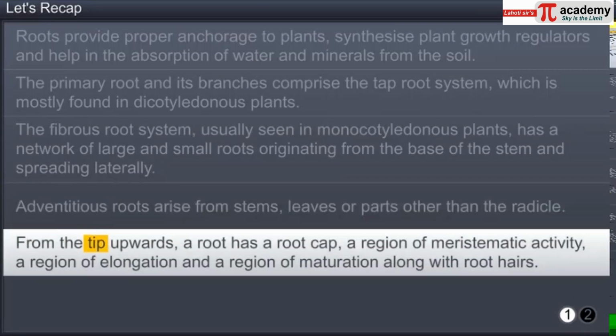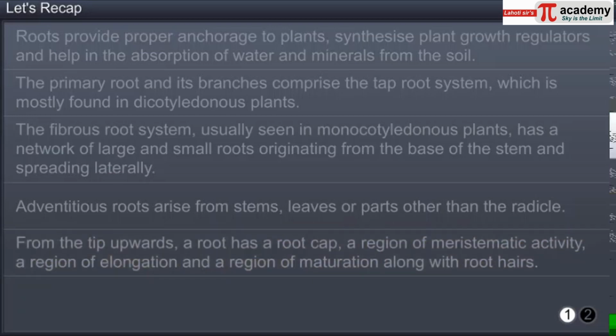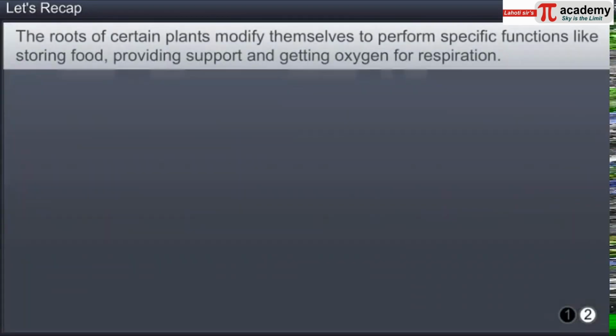From the tip upwards, a root has a root cap, a region of meristematic activity, a region of elongation, and a region of maturation along with root hairs. The roots of certain plants modify themselves to perform specific functions like storing food, providing support, and getting oxygen for respiration.